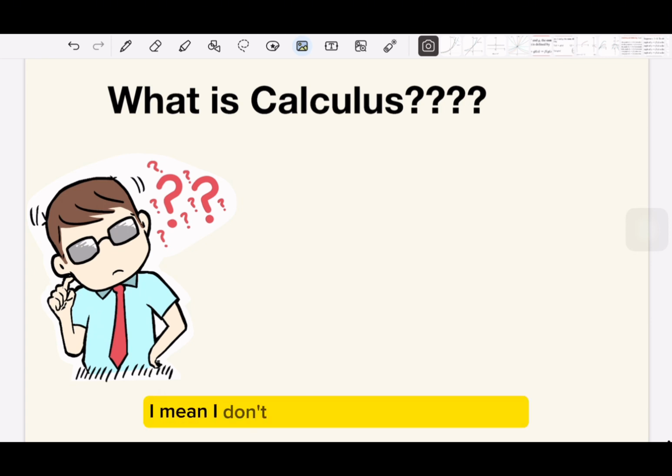I mean, I don't know if I can define it exactly, but for applications, I've used it in high school for kinematics, like velocity, acceleration, and distance, displacement. And I've seen people use integration for calculating the volume or area of an abnormal shape of objects. Okay, so I got some keywords.